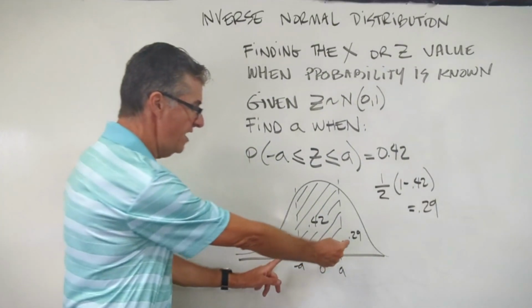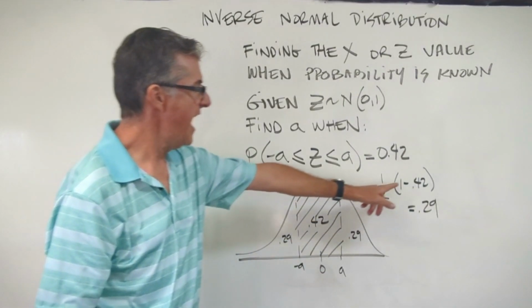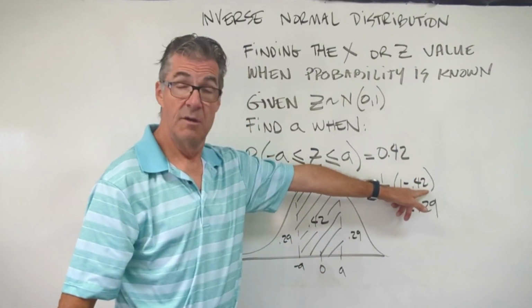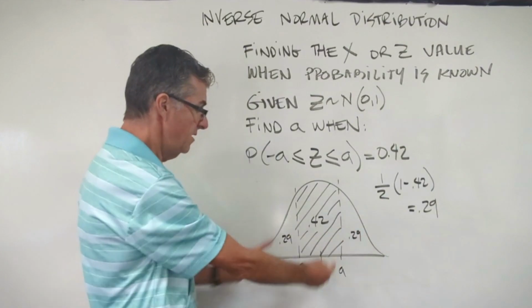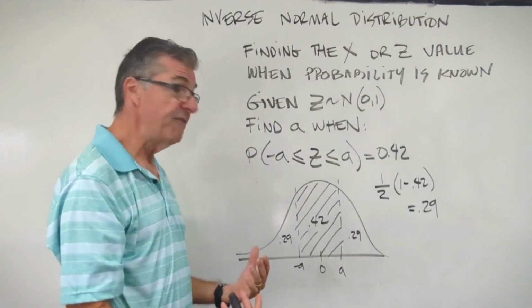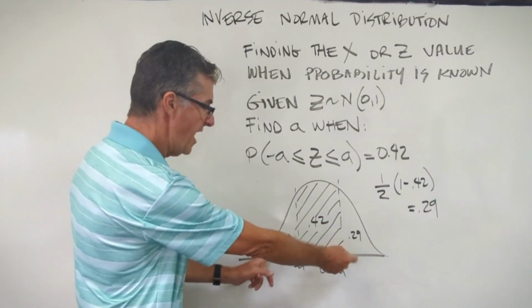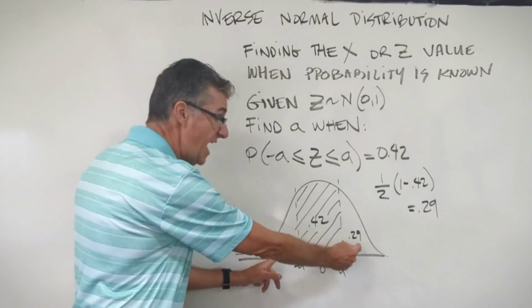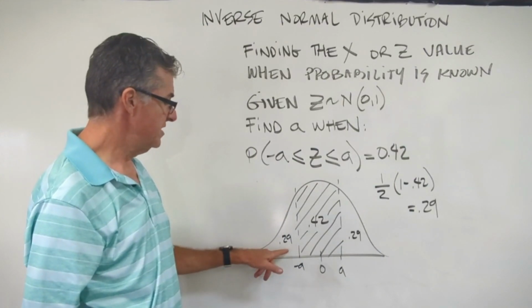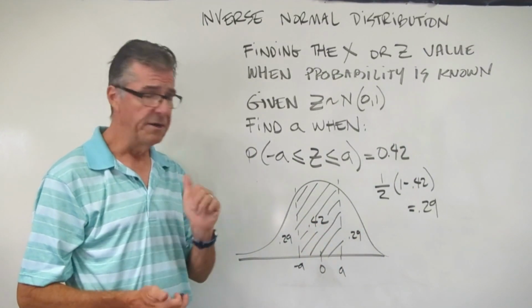Okay, so to find these two areas, which end up being 0.29 each, I had to take a half of 1 minus 0.42. The whole thing is 1, 0.42 is here, so we take that away, and it's a half because these are symmetrical. So if whatever's left has to add with 0.42, then we have to divide that whatever's left in half to get 0.29, 0.29, 0.42. If you add all three of those up together, you're going to get 1.